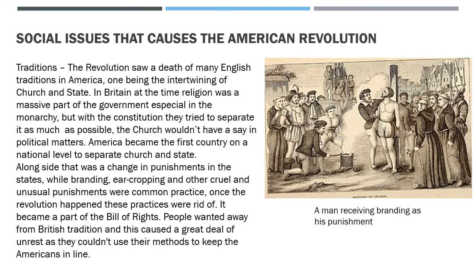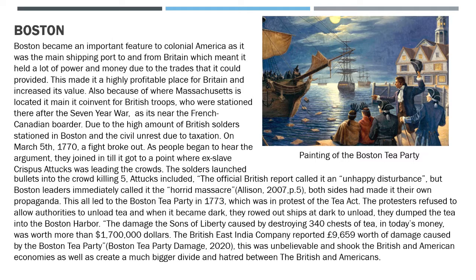the Americans in line. Boston had become an important feature to colonial America, as it was the main shipping port to and from Britain, which meant it held a lot of power and money due to the trades that it could provide. This made it a highly profitable place for Britain and increased its value. Also, because of where Massachusetts is located, it's the main convent for British troops who were stationed there after the 7 Years' War, as it's near the French-Canadian border.